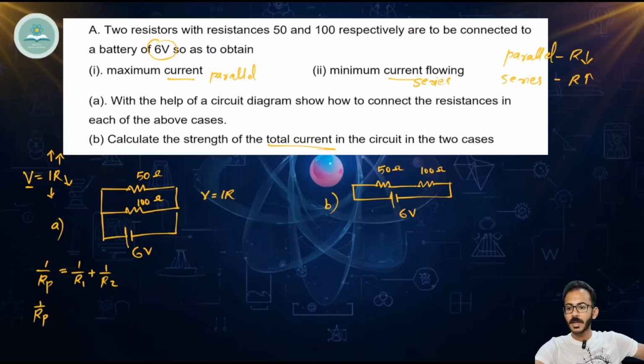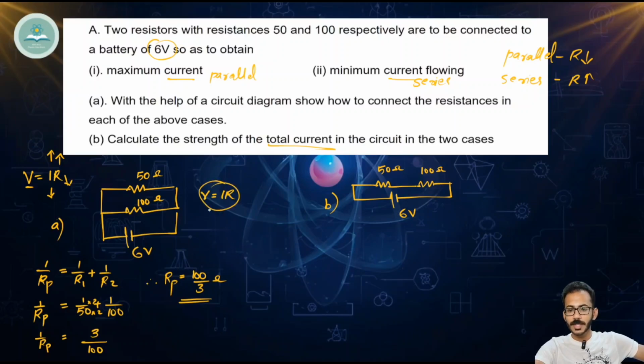1 by Rp is equal to 1 by R1, that is 1 by 50 plus 1 by 100. So 50 into 2 if we do here, then 1 by Rp is equal to 2 plus 1, that is 3 by 100. Therefore we can write Rp is equal to 100 by 3 ohm. This is the effective resistance here, the parallel resistance. So now we'll try to find out the current using this equation.